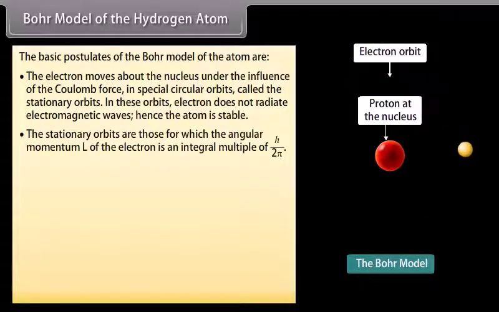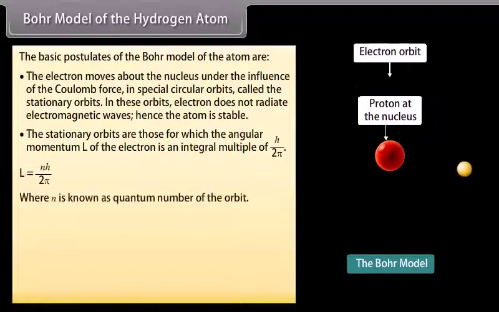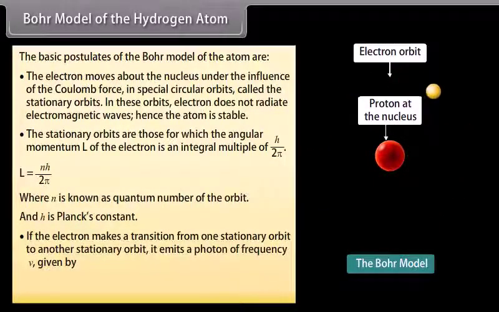The stationary orbits are those for which the angular momentum L of the electron is an integral multiple of h upon 2 pi. L equals nh upon 2 pi, where n is known as the quantum number of the orbit and h is Planck's constant. If the electron makes a transition from one stationary orbit to another stationary orbit, it emits a photon of frequency nu, given by nu equals (Ei minus Ef) upon h.